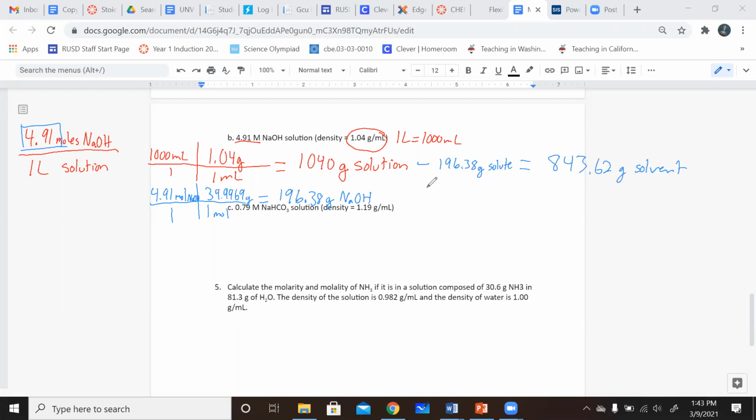Now, we go back, we again use this amount because molality is moles of solute over kilograms of solvent. We get 4.91 moles solute over this number in kilograms, 0.844 kilograms of solvent. We do that division, and then right at the end, we get 5.82 molal as our answer.